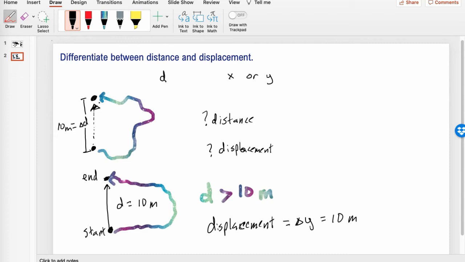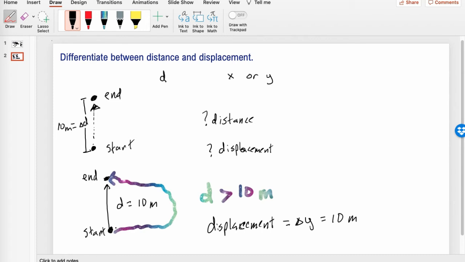So if I were to come up here, erase this, okay? If I were to erase this and I were to ask from this picture here, what is your distance? You would tell me 10 meters. What is your displacement? You would also tell me 10 meters because you literally traveled the same path each time. First you're in this place. This is where you started. This is where you ended up.